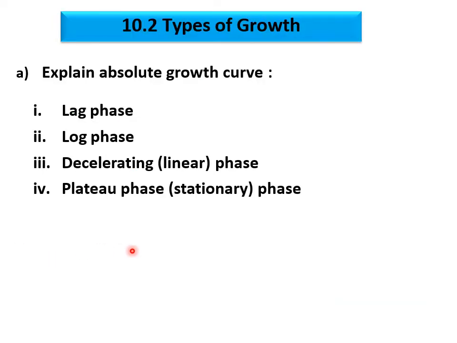Types of growth. Explain absolute growth curve. Here we have 4 phases. The first one, lag phase. Next, log phase. The third, decelerating or linear phase. And the last one, plateau phase or stationary phase.